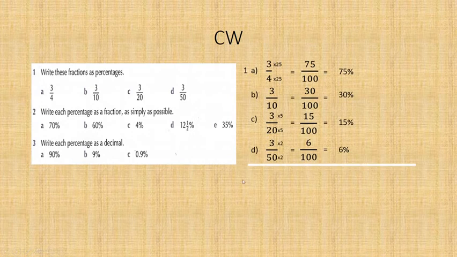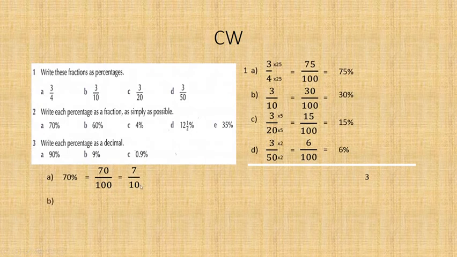Okay, let's go to question number 2. Question number 2 here: 70%. I need to write it down as a fraction as simply as possible. So 70% means 70 over 100. And let's simplify it. I will just remove the 0 up with the 0 down, which means I divided by 10 up and down. So it's going to be equal to 7 over 10.